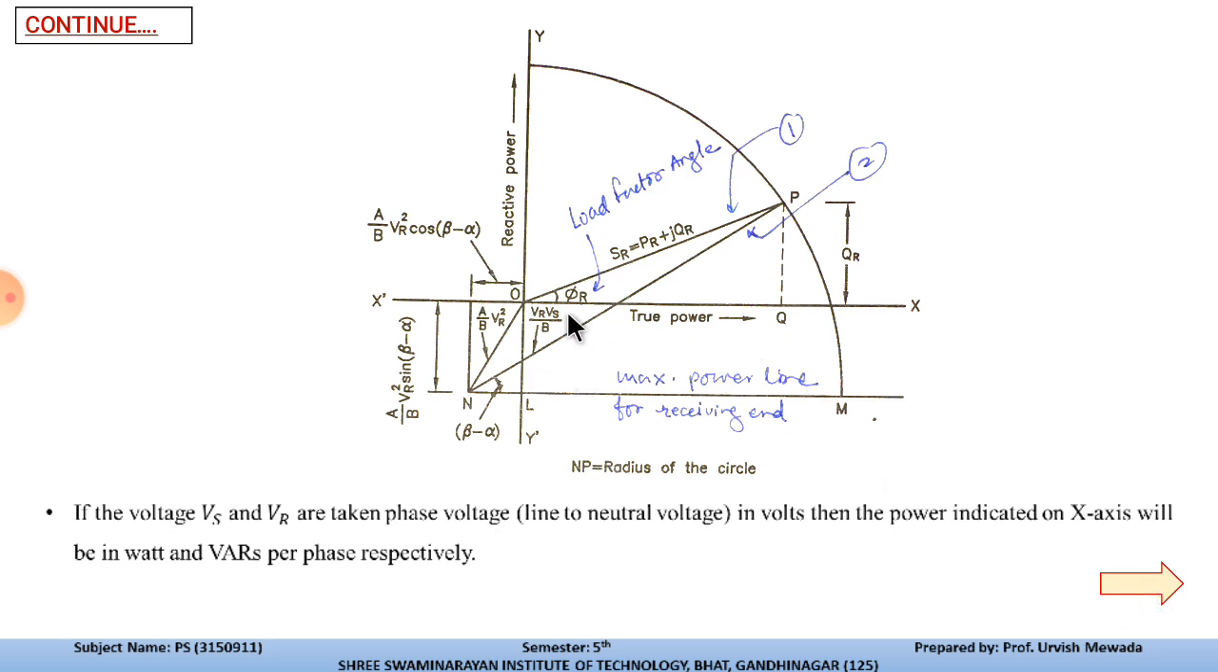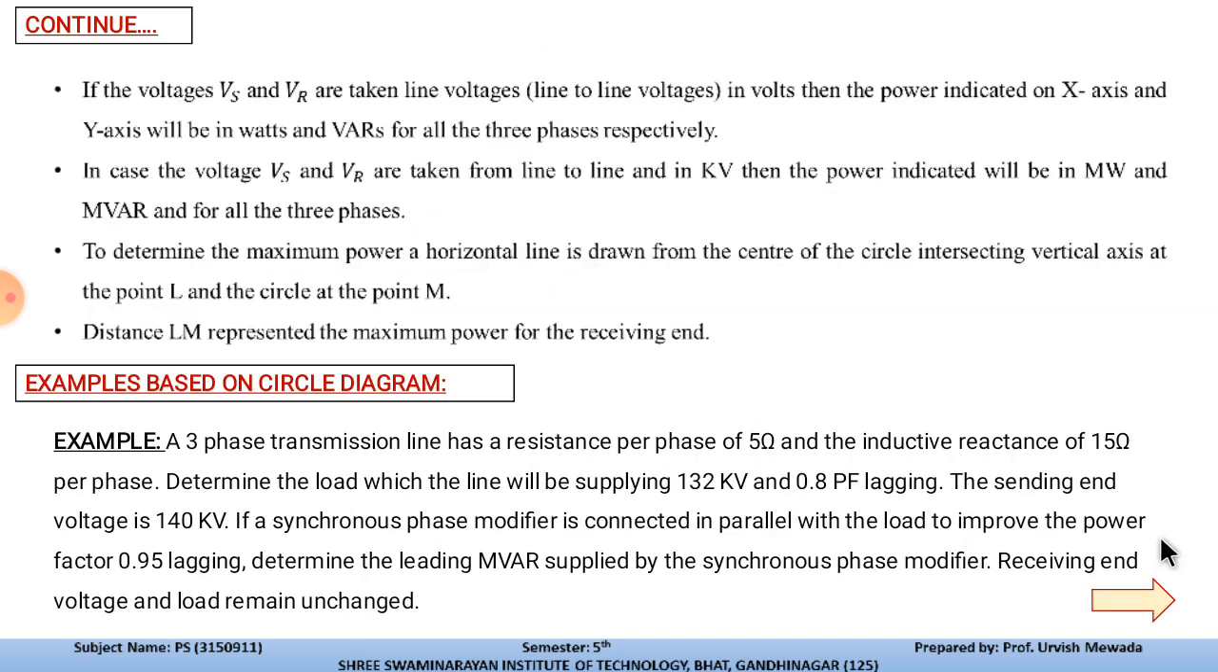If we need to be more clear about the circle diagram, let us discuss an example related to it. The data given is a three-phase transmission line with a resistance of 5 ohm per phase and an inductive reactance of 15 ohm per phase. Determine the load which the line will be supplying at 132 kV, the receiving end voltage, and power factor 0.8 lagging. The sending end voltage is 140 kV.